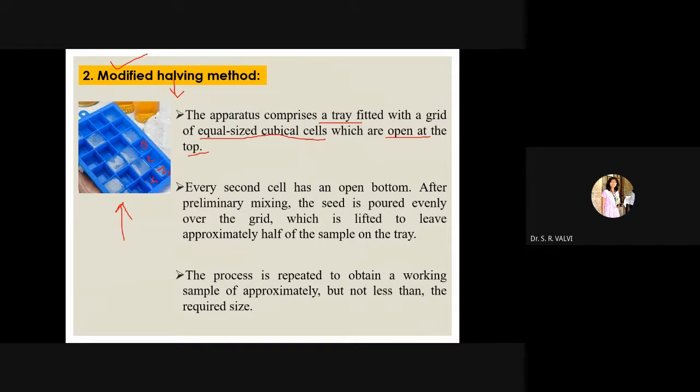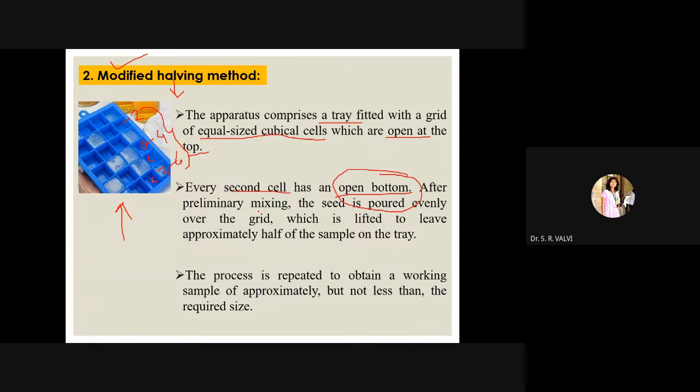Now see the main feature of this modified halving method tray. Every second cell has an open bottom. Suppose we consider from here: this is second, this is fourth, this is sixth. So the second, fourth and sixth numbered cubical cells have open bottoms. This is a very important part of this modified halving method, right? So every second cell, cell number two, four, and six, has an open bottom.